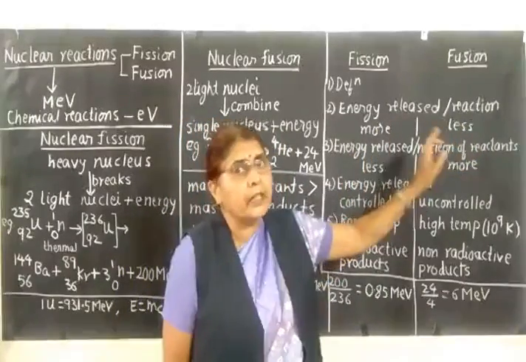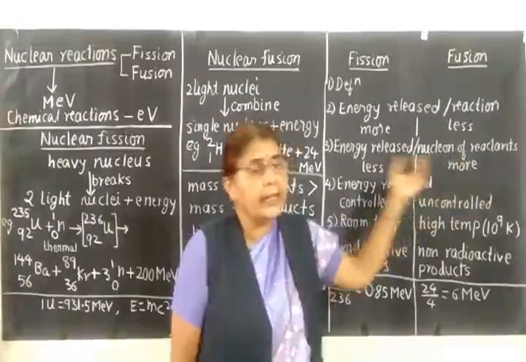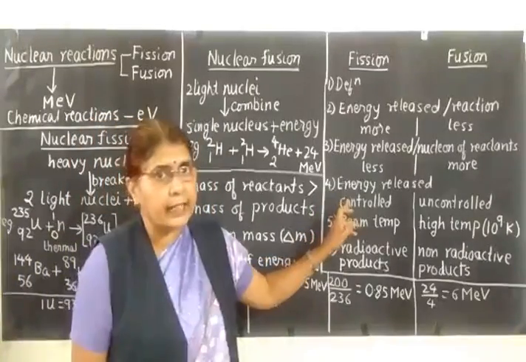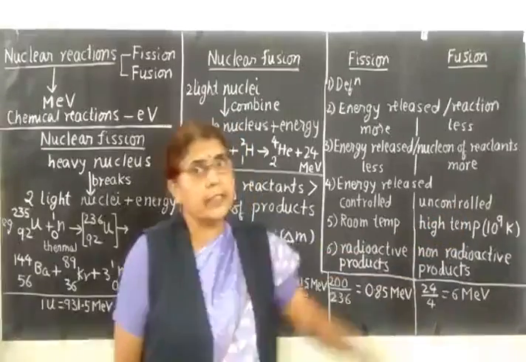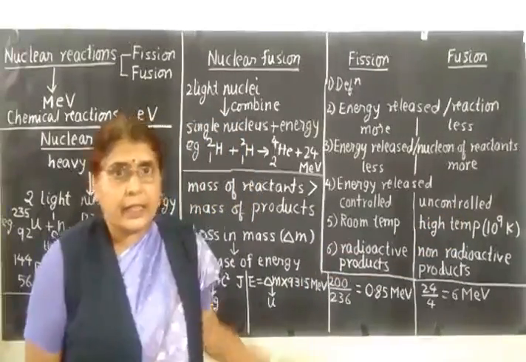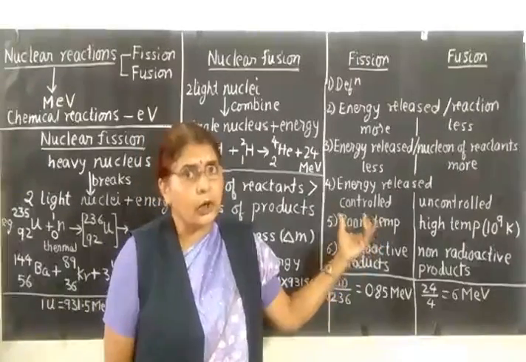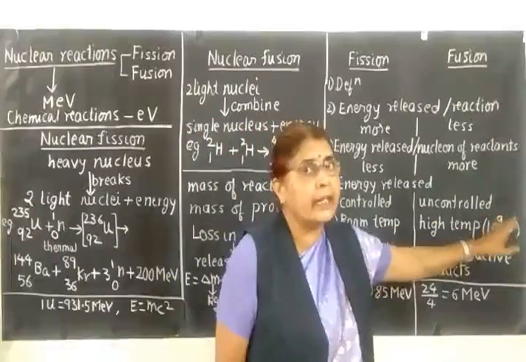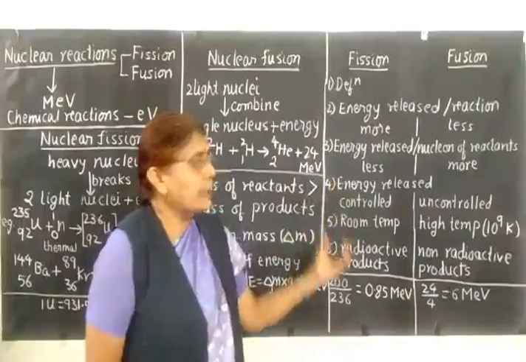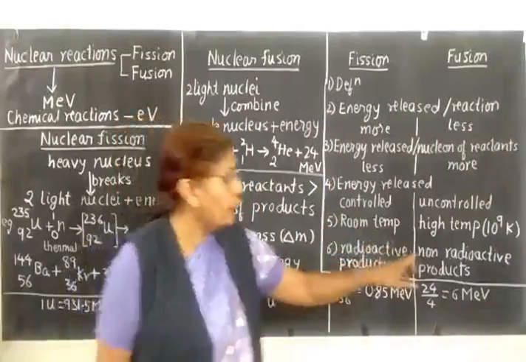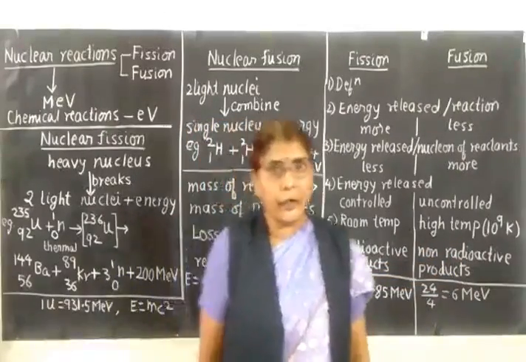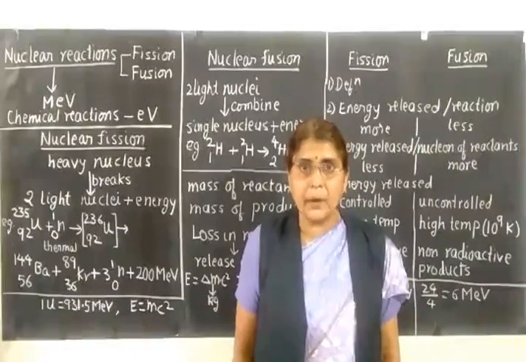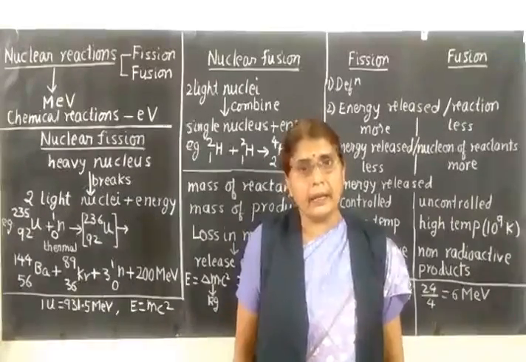Then the energy released per nucleon of reactants is more in fusion and it is less in the fission reaction. And we can control the energy released in the fission reaction, and the energy released in the fusion reaction cannot be controlled. Then the fission reaction takes place at ordinary temperature or room temperature, whereas the fusion reaction requires a very high temperature, about 10^9 K. Then in the fission reactions, the products are radioactive, whereas in the fusion reactions, the products are non-radioactive. So these are some of the differences between the fission and fusion reactions. And the common point is both the reactions release energy.